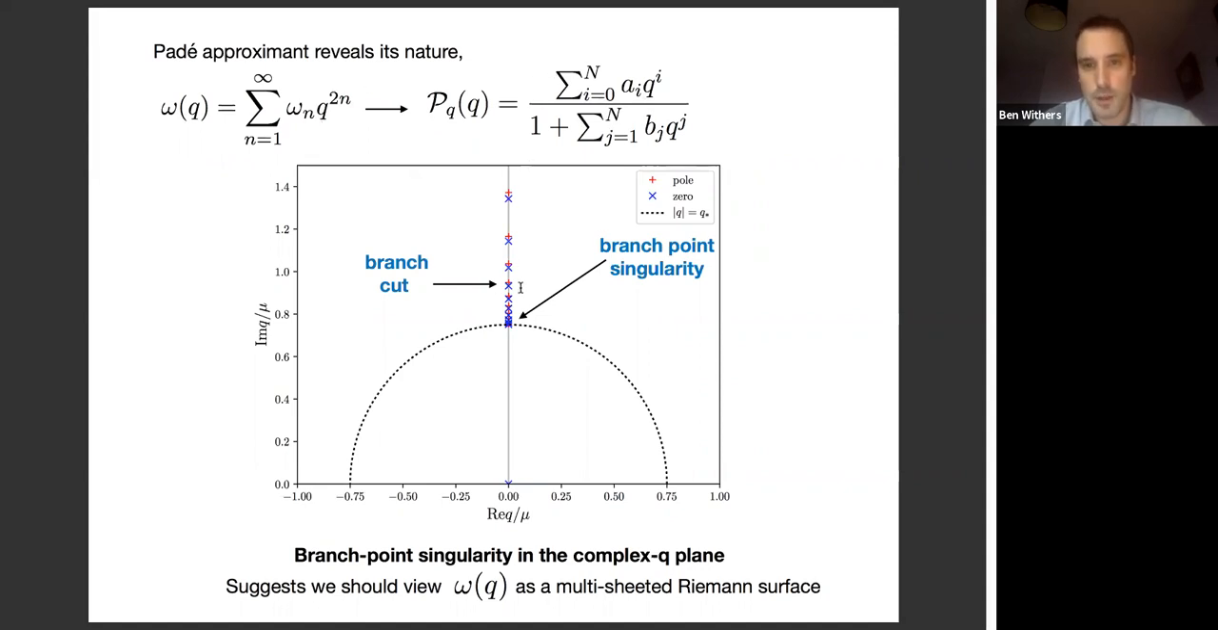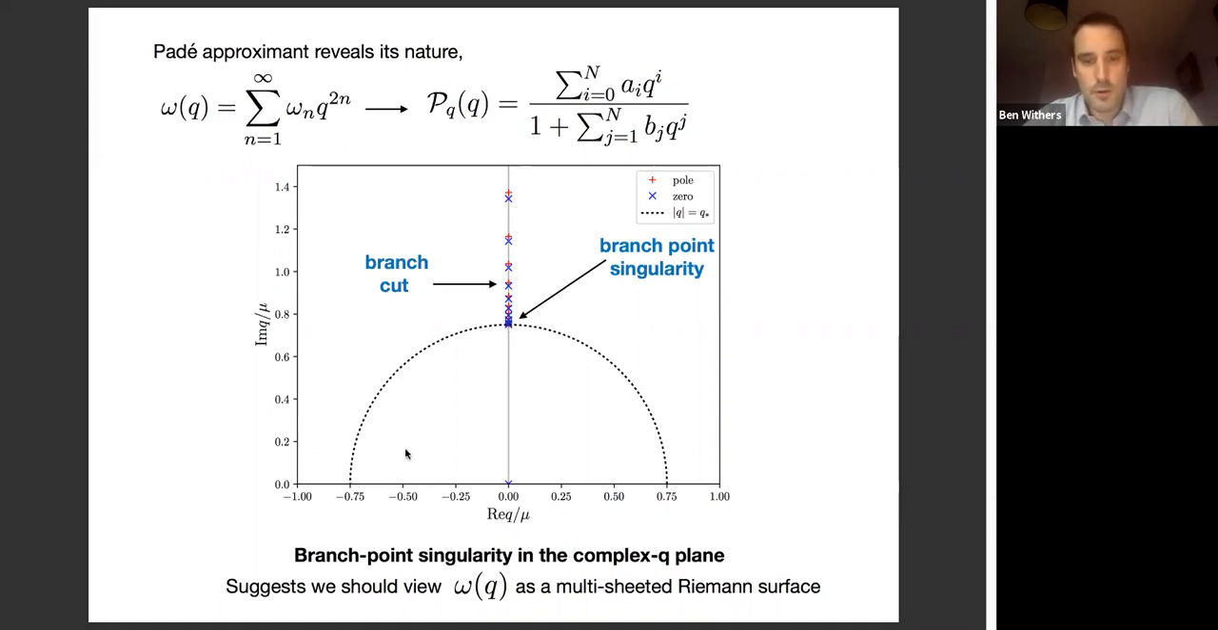And when you do this and plot the poles and zeros of this function in the complex q plane, what you'll find is this following picture. There's a 0 at the origin because that's the hydrodynamic definition. Omega goes to 0 as q goes to 0. But then you see there's accumulation of poles and zeros starting at i q star, so along the imaginary q axis. So this alternating condensation of poles and zeros emanating in an array from the origin is the clear indication that this is a branch cut, and this point here is a branch point singularity.